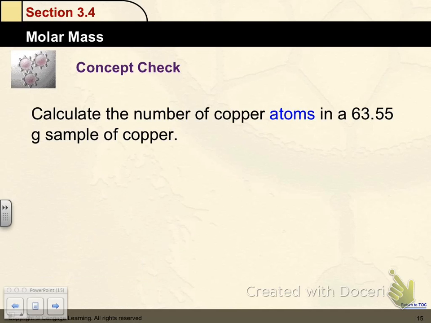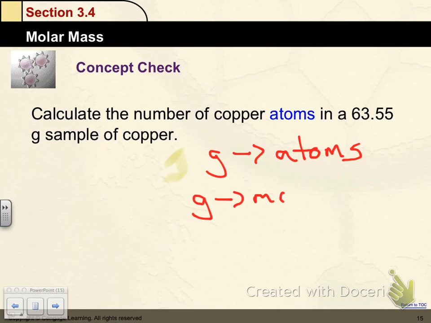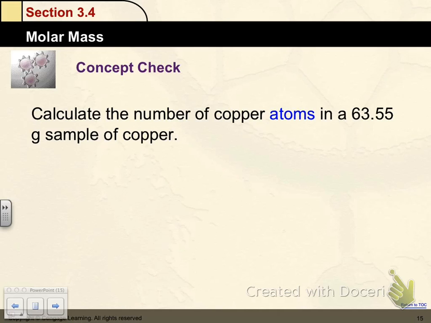Let's calculate the number of copper atoms in a certain mass of copper, a 63.55 grams sample of copper. So let's think about this. Do we have any conversion unit that would take us right from grams to atoms? We don't. But the mole always acts as our intermediate. Do we know how many grams are in 1 mole of copper? Sure, the periodic table tells us. And do we know how many atoms are in 1 mole of anything? Sure, that's Avogadro's number. So let's do the math.